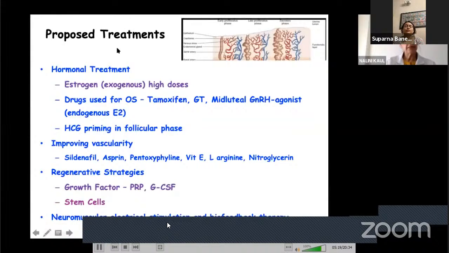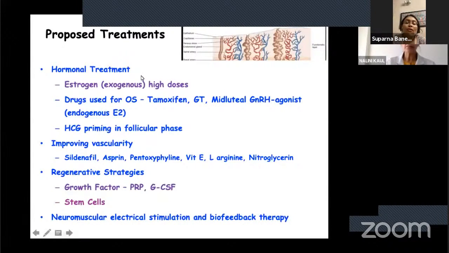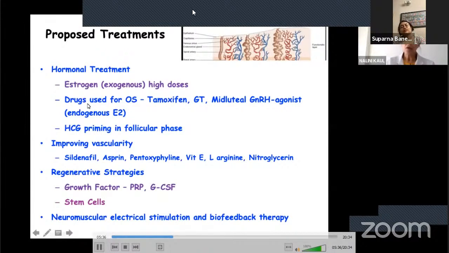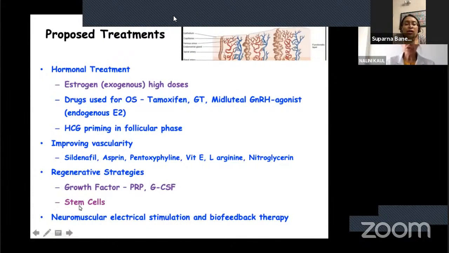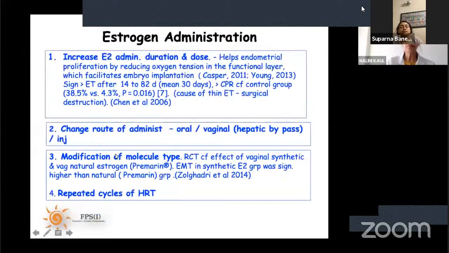The treatments fall under certain headings. A hormonal treatment is exogenous estrogen, and we know that this is the mainstay of our treatment in frozen embryo transfer cycles. We can take the help of endogenous estradiol by giving drugs for ovulation stimulation, or HCG. You can improve vascularity by giving certain drugs, or what is new now is the use of regenerative strategies using growth factors or stem cells.